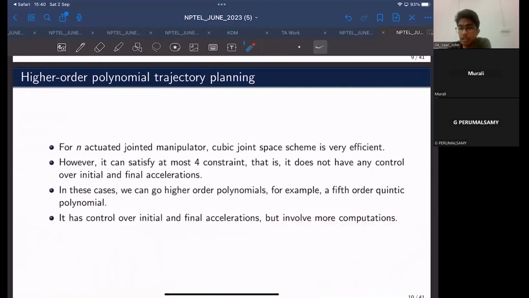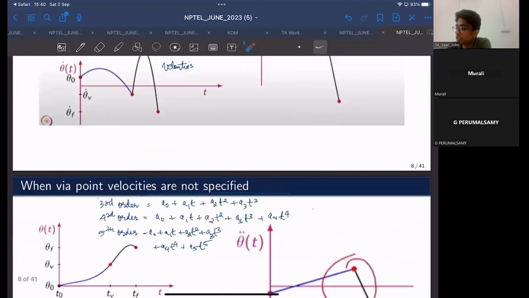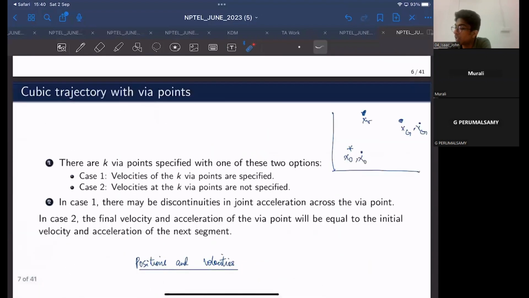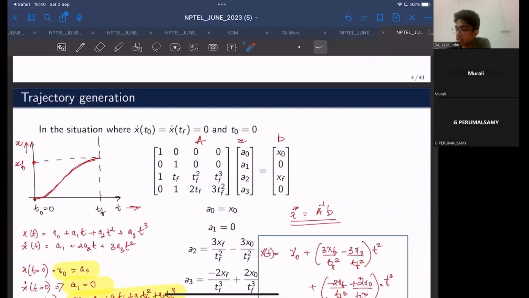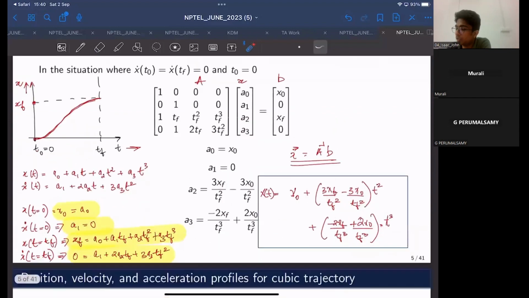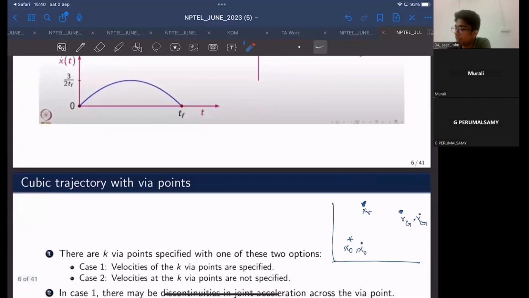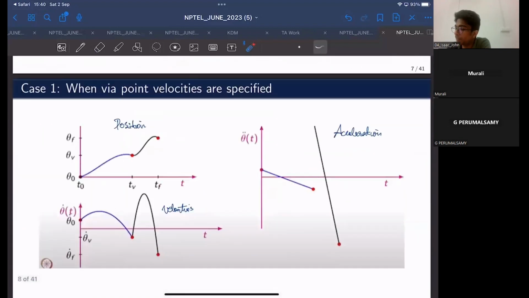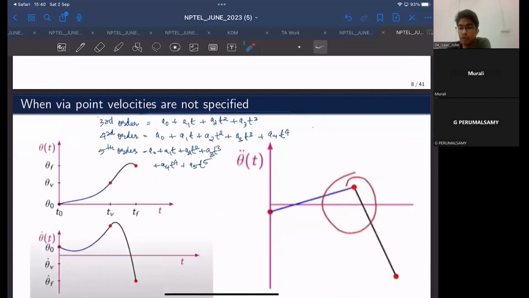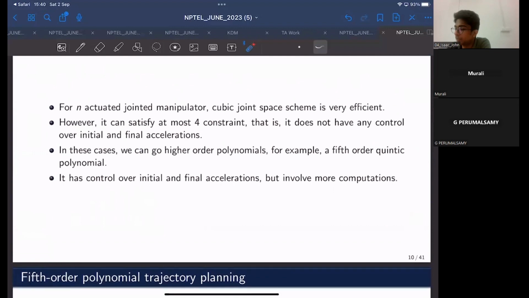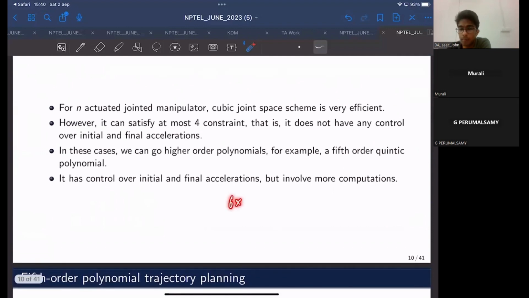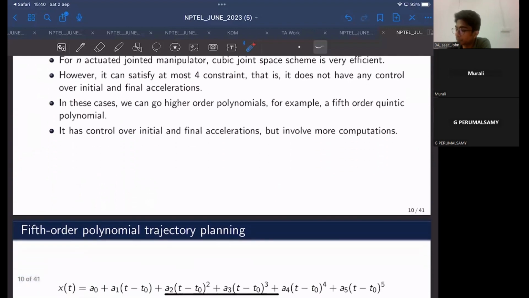As you have seen earlier, in order for us to solve for the coefficients, we have to take an inverse of a 4 by 4 matrix, right? So in case of a quintic polynomial, a polynomial of fifth order, you will have to take an inverse of a 6 by 6 matrix. So the computations are a bit more involved.